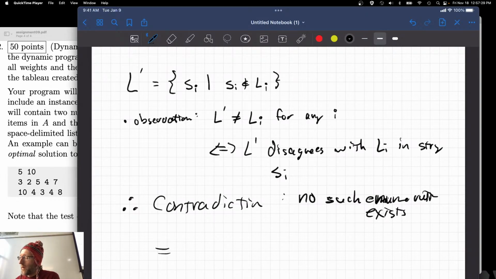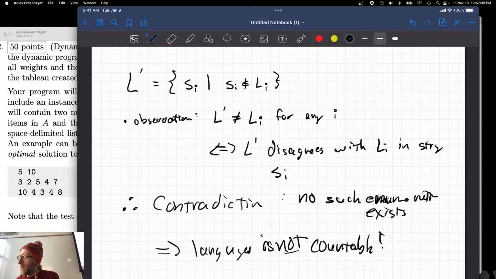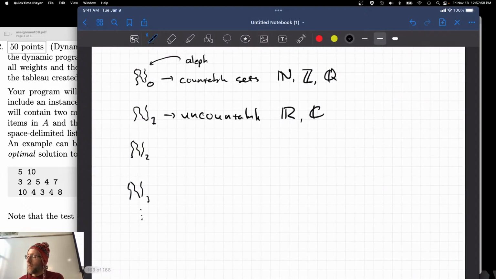And therefore, the set of languages is not countable. Right? We know that the set of strings is countable because I was able to prove that by just writing them out. So therefore, there must be a language for which no Turing machine exists, because one of these sets is countable, right? And one of these sets is not countable. So provably, there are more languages than there are Turing machines to decide them.